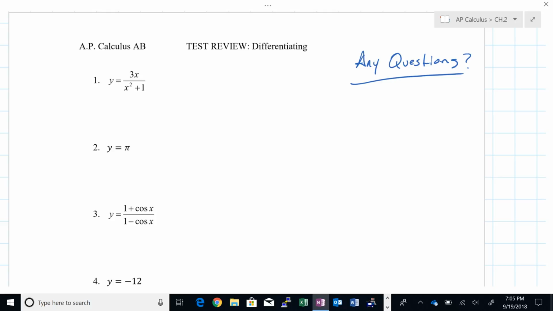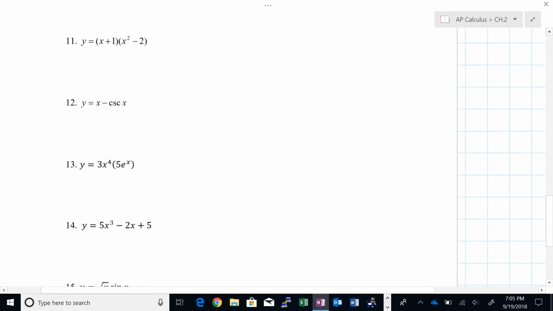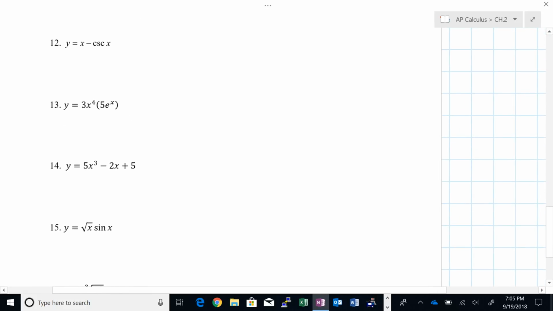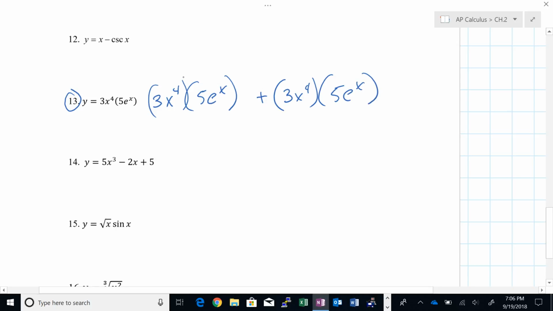Hi, Ari. All right, number 13. Okay, the question is number 13. So we're going to use product rule. All right, so we got 3x to the fourth times the second plus, we'll repeat it out. The derivative of the first times the second plus the derivative of the second times the first.